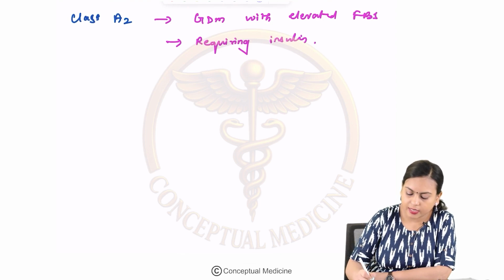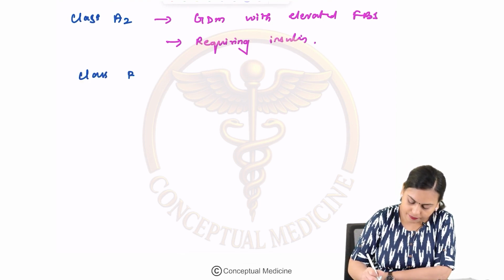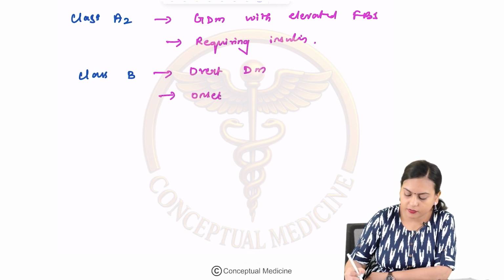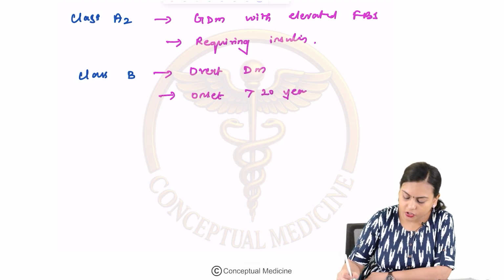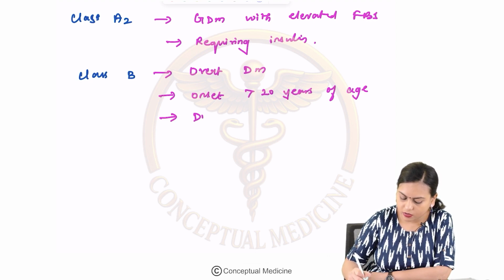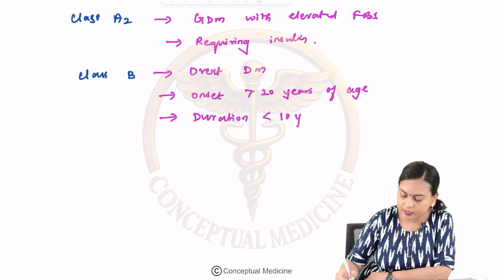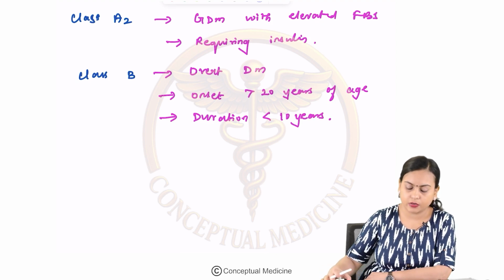Okay. Then we have class B, where it is an overt diabetes mellitus. But the onset of the condition arises over 20 years of age, and the duration of the condition is less than 10 years. Okay.